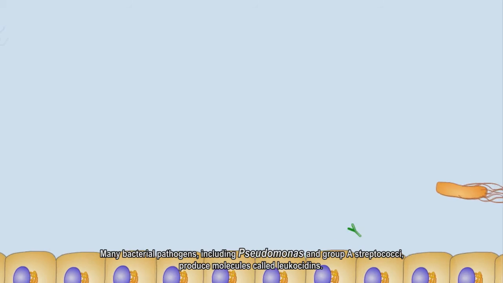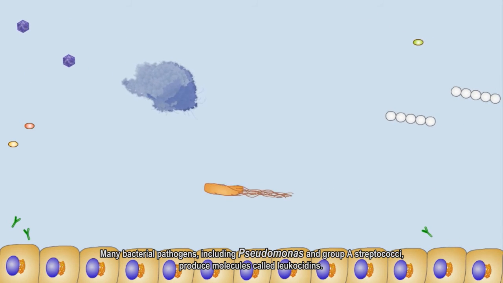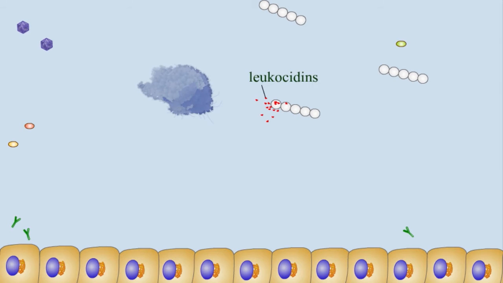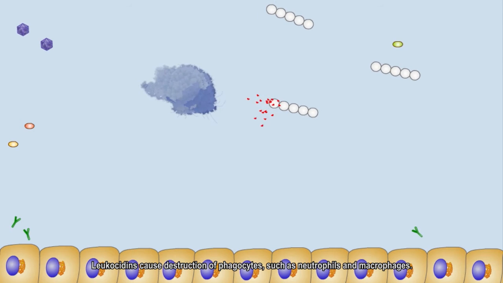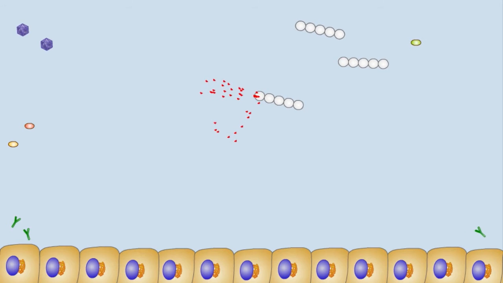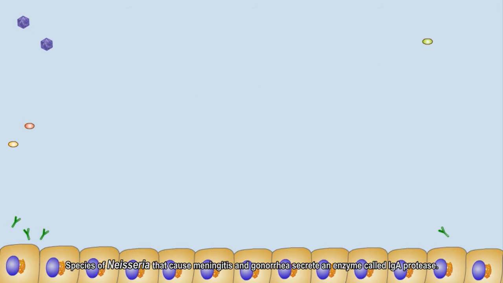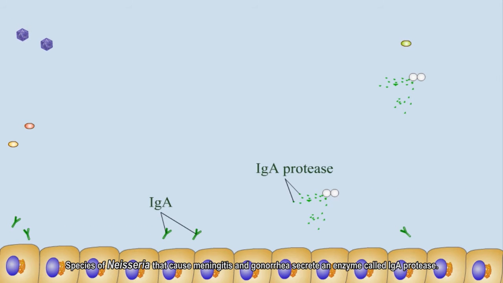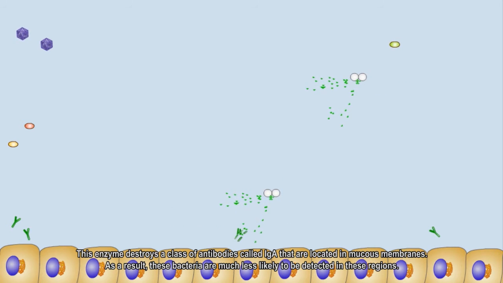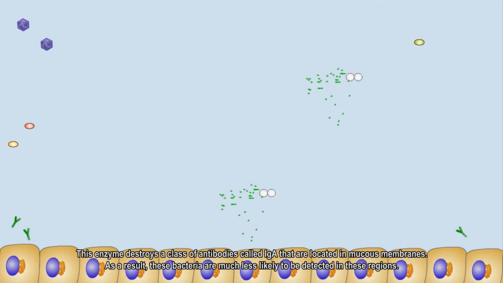Many bacterial pathogens, including Pseudomonas and group A streptococci, produce molecules called leukocidins. Leukocidins cause destruction of phagocytes, such as neutrophils and macrophages. Species of Neisseria that cause meningitis and gonorrhea secrete an enzyme called IgA protease. This enzyme destroys a class of antibodies called IgA that are located in mucous membranes. As a result, these bacteria are much less likely to be detected in these regions.